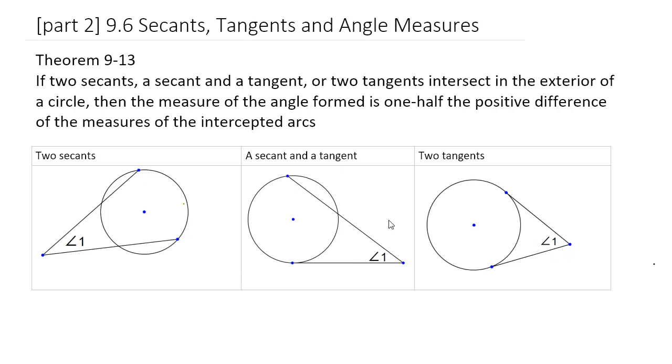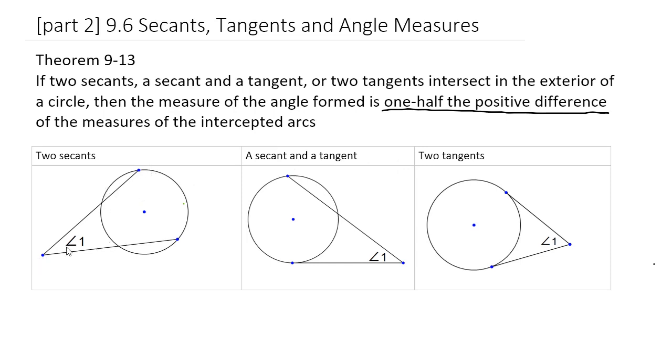But regardless of what case it is that you're looking at, the measure of the angle formed is 1/2 the positive difference of the measures of the intercepted arcs. So the difference here from what we have done previously in this same section is that it is not going to be about adding the intercepted arcs, but it will be about subtracting them.